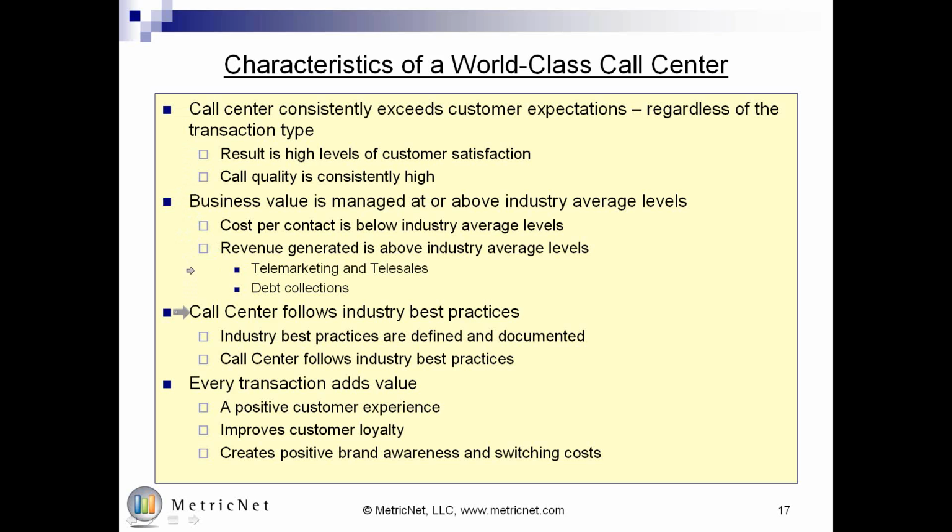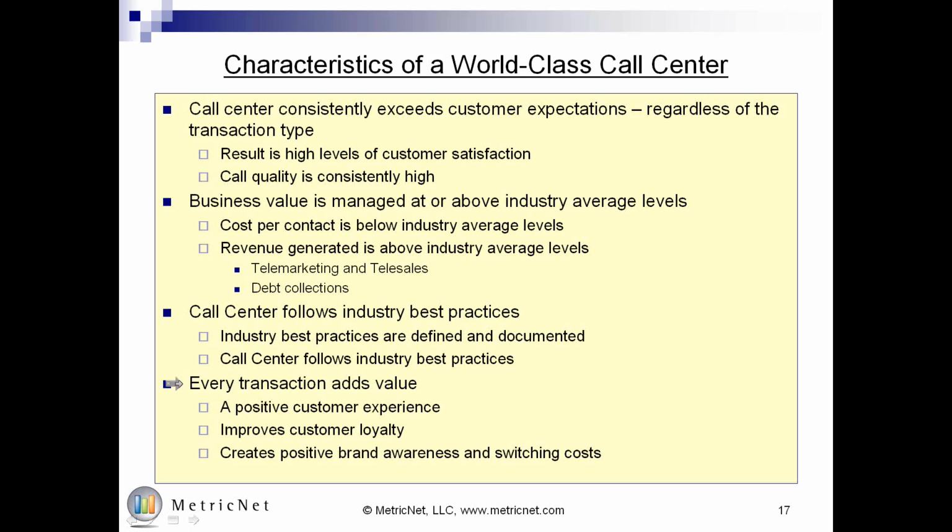Third one, the call center follows industry best practices. Now the good news is that the industry best practices are relatively well defined and well documented at this point, and what we're presenting today is just one slice of those industry best practices. The slice that we're presenting has to do with key performance indicators and the management discipline, or the measurement discipline, of key performance indicators. So are you following industry best practices, which are now pretty well defined and documented? Are you following those best practices? That is the third component of our definition.